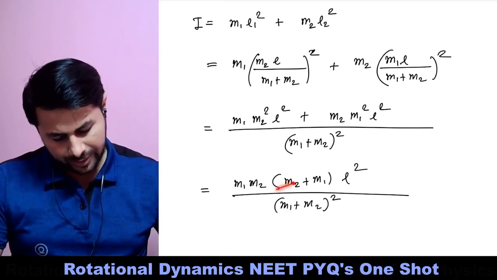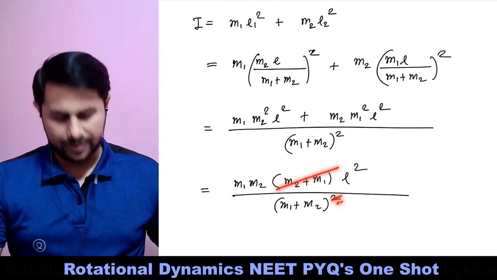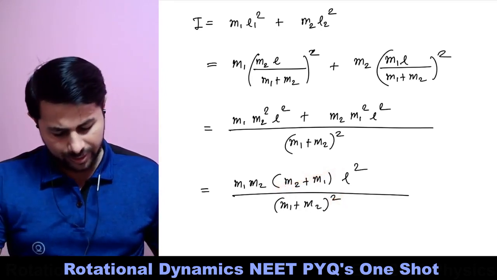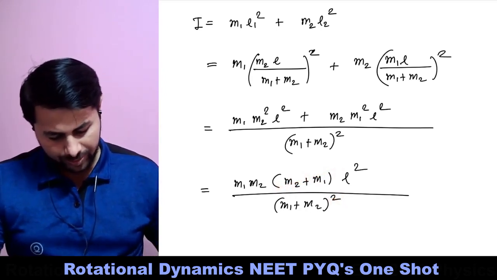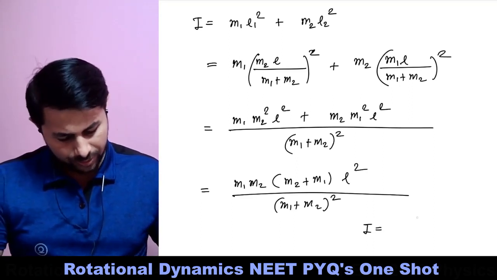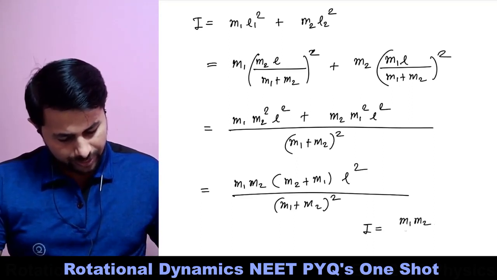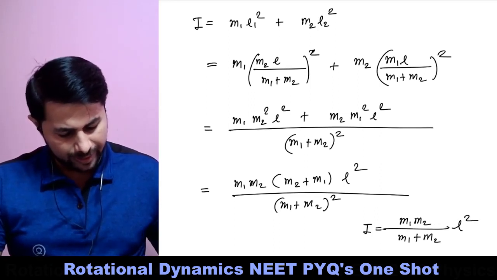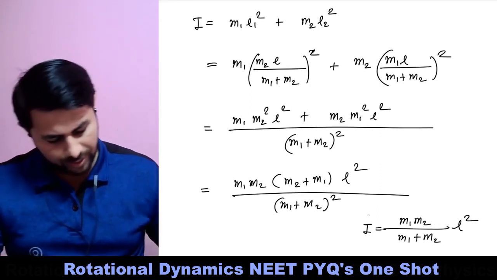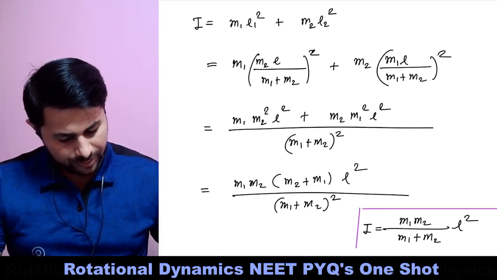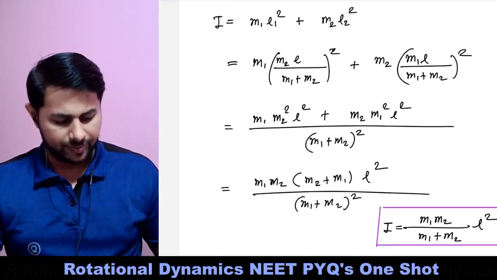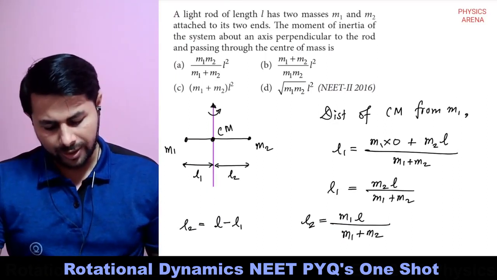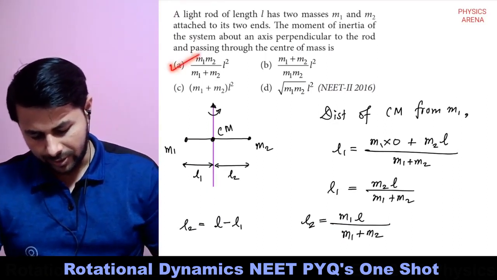So you can see this thing and this square gets cancelled. I mean, there will be m1 plus m2 left in the denominator. So you get moment of inertia I equals to m1 m2 upon m1 plus m2 multiplied by L square. So this is the formula that you get. Okay. So m1 m2 upon m1 plus m2 L square. Option A.